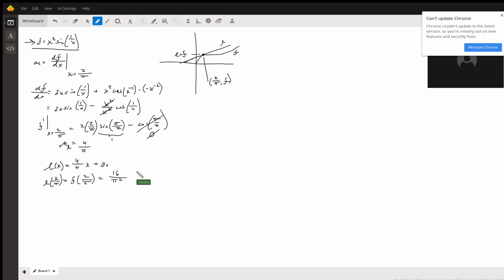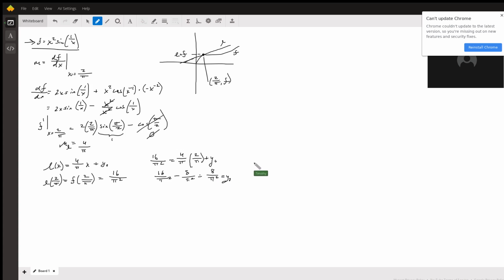And once you get that, you can say, okay, well, 16 over pi squared is equal to 4 over pi using our L equation times 2 over pi plus the y-intercept. And then this will just be 16 over pi squared minus 8 over pi squared, which is just going to be 8 over pi squared.